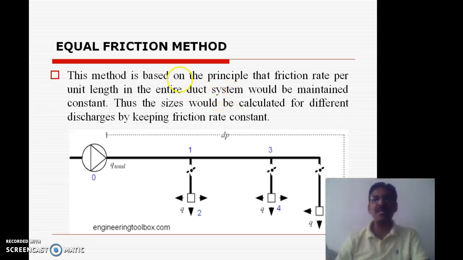But here you can see that this method is based on the principle that frictional rate per unit length remains constant throughout the duct system. So throughout the duct system, this friction rate per unit length remains constant, and based on this you can go for the sizing of the duct to find out the size of the duct in circular duct, square duct or rectangular duct.